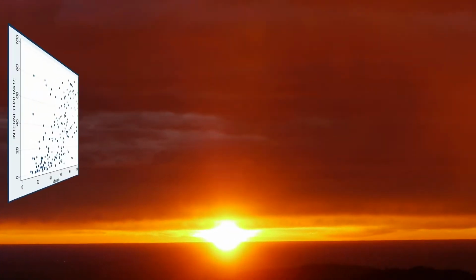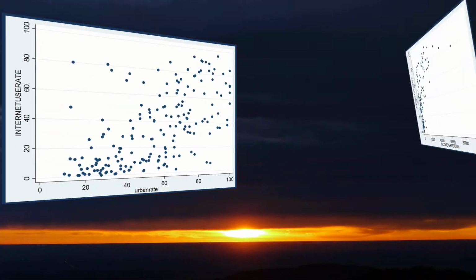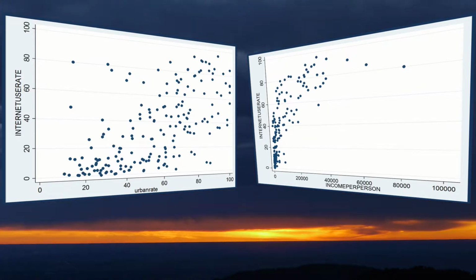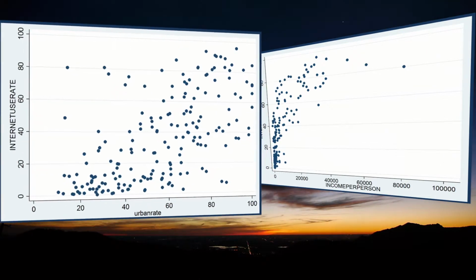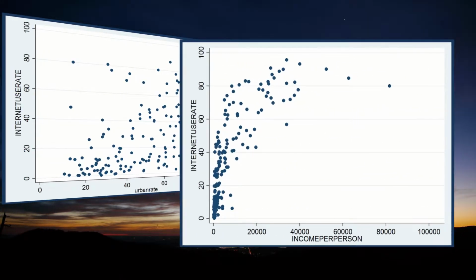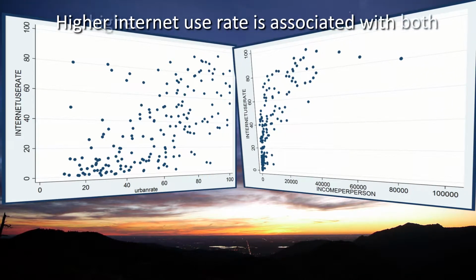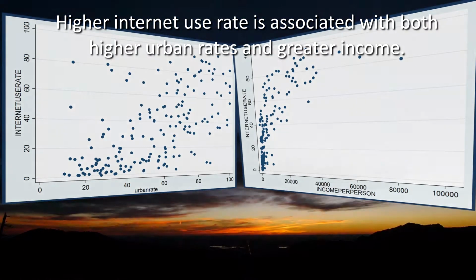To demonstrate how to request a correlation coefficient in Stata, let's go back to the scatter plot we created for some of the gapminder variables. We use these scatter plots when visualizing the association between two quantitative variables. The first scatter plot shows the rate of internet users by the rate of the country's population living in urban settings. The second shows the rate of internet users by income per person. From looking at the scatter plots, we can assume that the associations are positive. That is, a higher internet rate is associated with both higher urban rates and greater income.